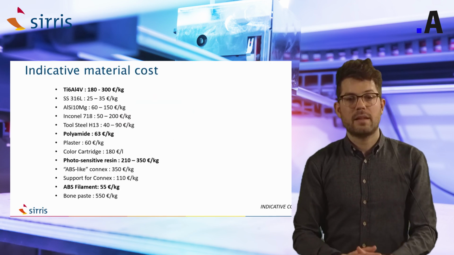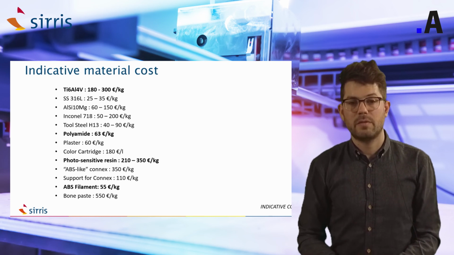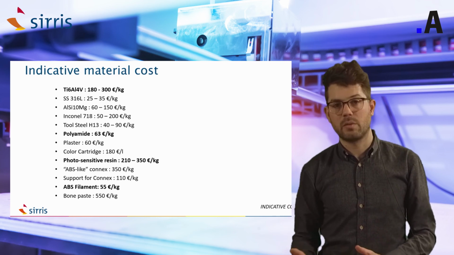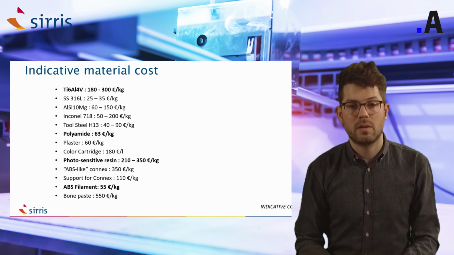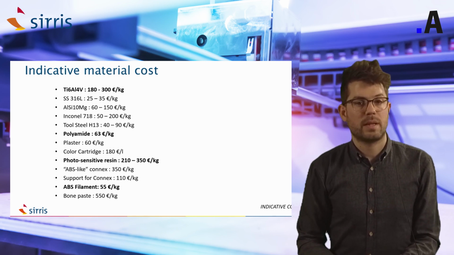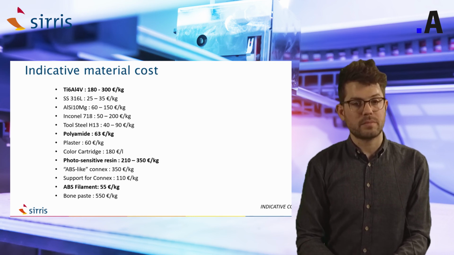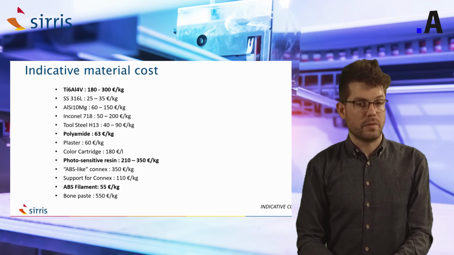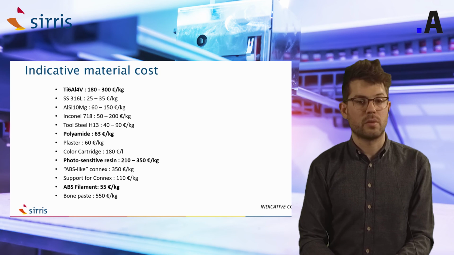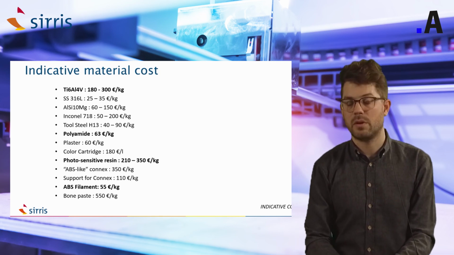And as a last slide, I would like to give you an indication about the cost of additive manufacturing materials. So you can compare it to conventional prices. The most important ones are, for example, titanium, polyamide, and then the photosensitive resins, which are quite expensive compared to, for example, the ABS filaments, which we use for FDM.